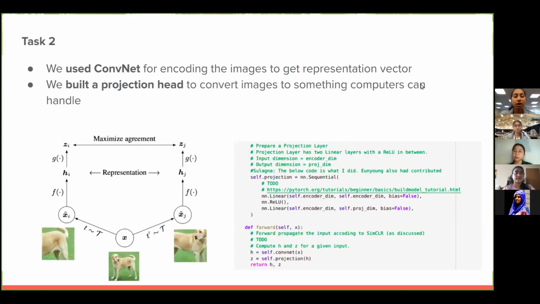In task 2, we needed to convert the image to a vector which a computer can understand. So we prepared the projection head and also the encoder to encode the image into a form that the computer could handle.